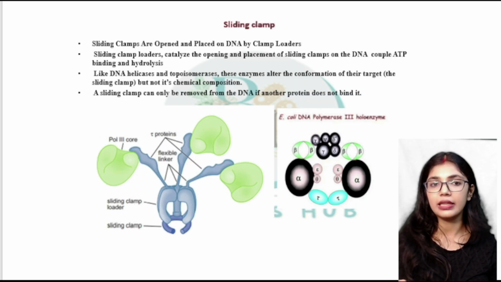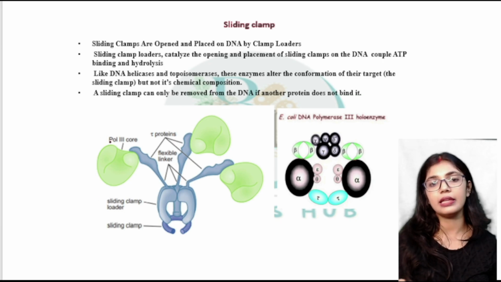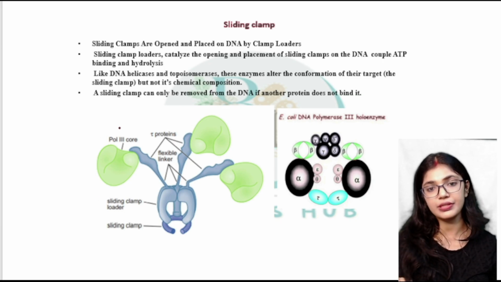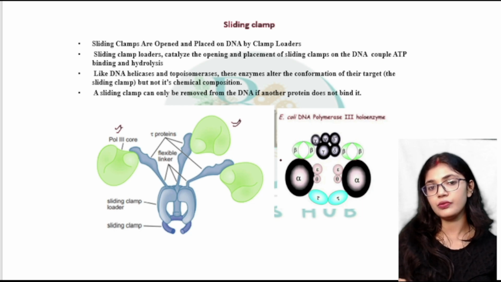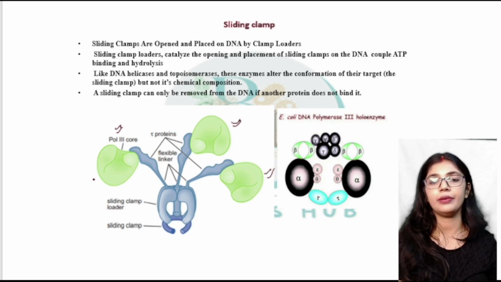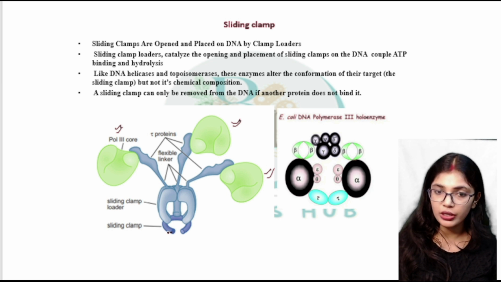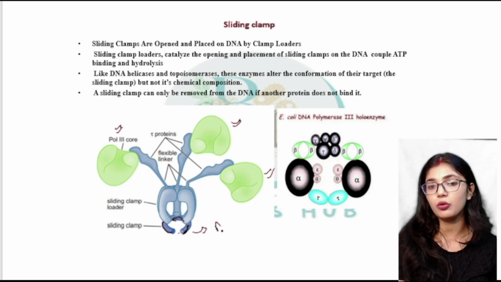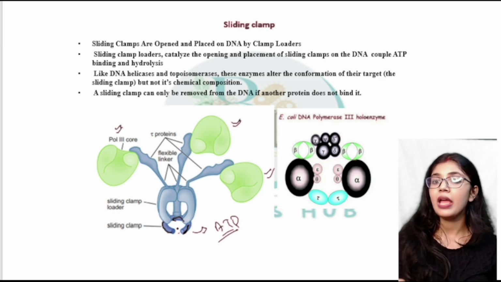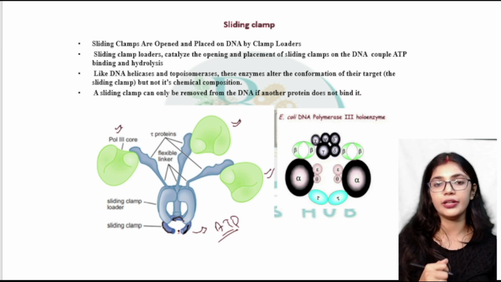Like we can see here, this DNA polymerase 3 has 3 subunits. The core enzyme is present here, and this is the third subunit, the clamp loader. This C-like structure which we can see is the clamp loader. When it opens, it utilizes ATP, and only after it opens is the clamp inserted into the DNA.